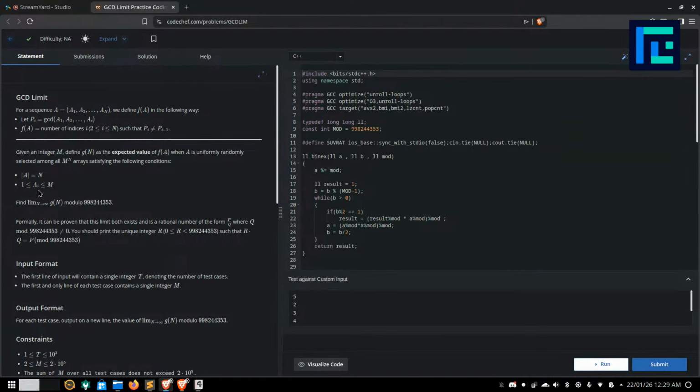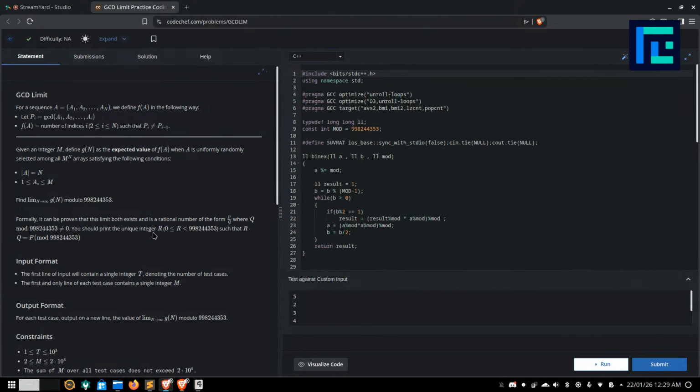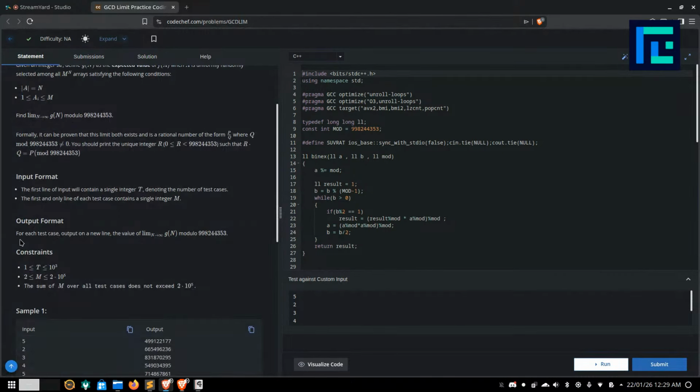Basically we need to find the limit of g of n as n tends to infinity, modulo this number. We are told it is a rational number, so we'll be able to find the modulo easily. For each test case we need to output the value of the limit of g of n modulo 998244353. The constraints are t less than or equal to 1e3, m is from 2 till 2e5, and the sum of m over all test cases does not exceed 2e5.